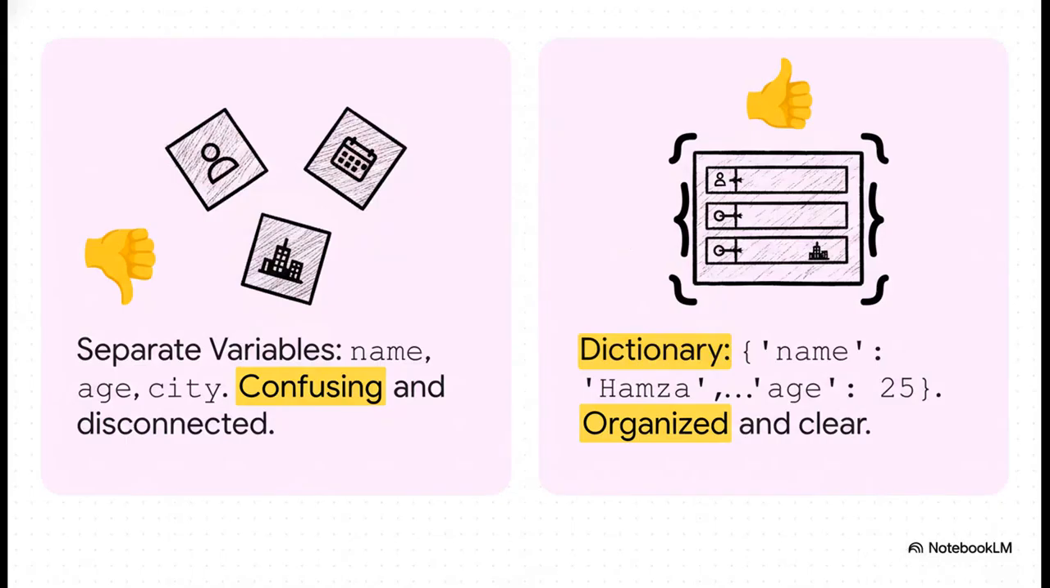So let's just take a look at the before and after. On the left, you've got the chaos of all those separate variables, and on the right, the beautiful clarity of a dictionary. All of our users' info is neatly packed together with crystal clear labels for every single piece of data. This isn't just about making code look prettier. It's about making it smarter, way more readable, and so much easier to work with.